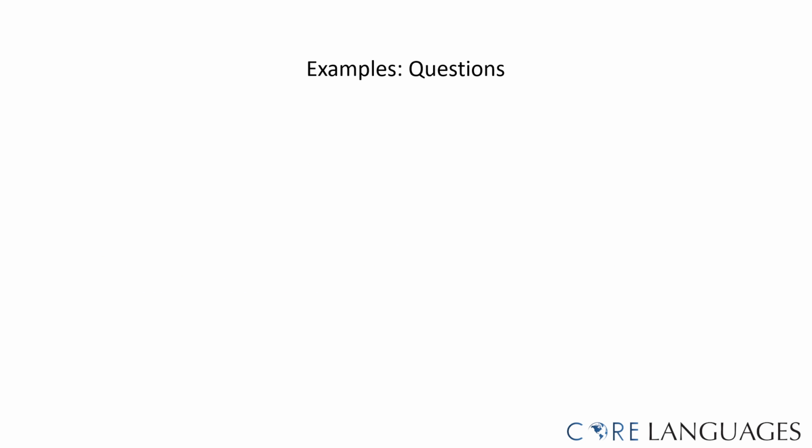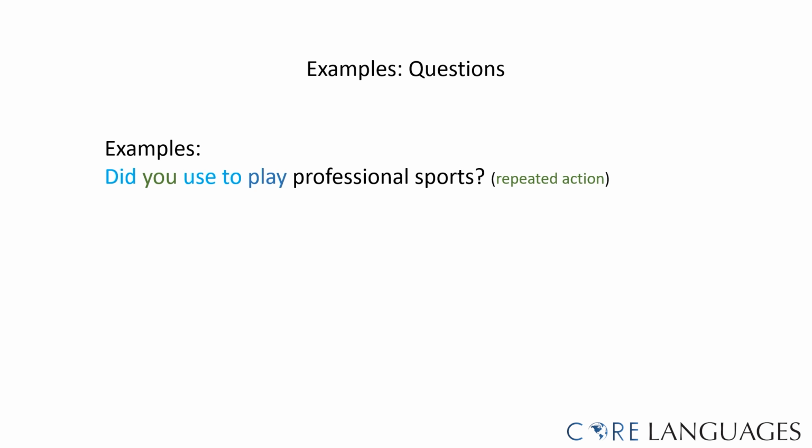Here are examples of how to form questions with the verb construction used to. For example, did you use to play professional sports? This question asks whether playing professional sports was a repeated action in the past. Notice how the verb use does not end on the letter D because we started the question with did.